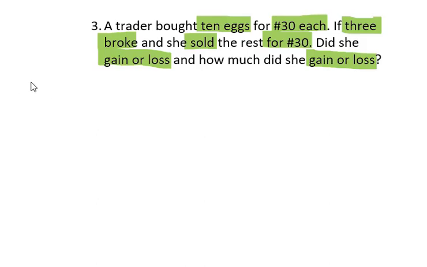So she bought 10 eggs. Let's get to know the cost price and the selling price. Cost price is equal to total bought, so it is 10 multiplied by 30. She bought 10 eggs, and each of them was 30. That's why I'm multiplying. So this gives us 300. Just 1 times 3 is 3, then you add the 2 zeros behind, and that's it.